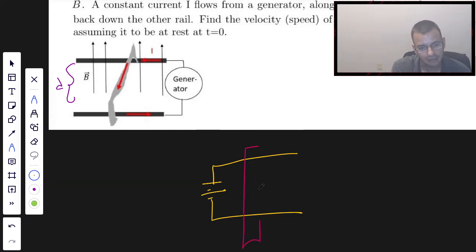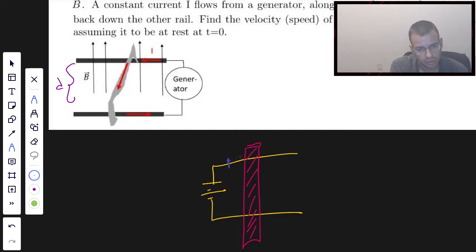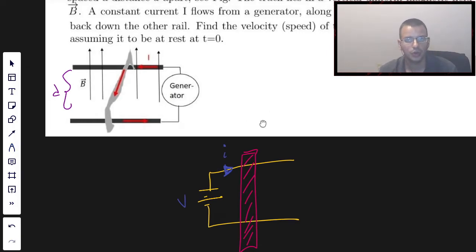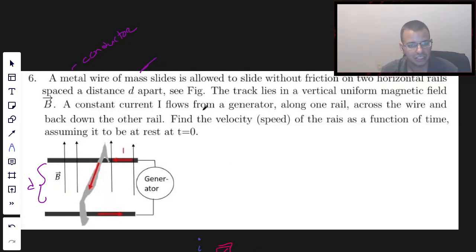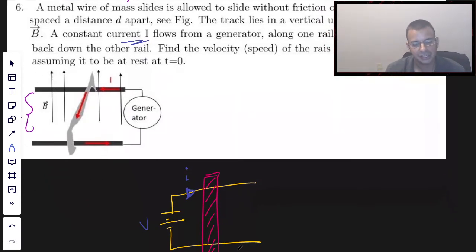Alright, so then we're going to have a rail like this. So this is our rail, and we're going to have a current going through, I'm going to say this way. And this is going to be some battery, but we don't really care about the voltage because we're told we don't have a constant voltage, we have a constant current, which is convenient. And therefore, there's going to be a force equals qV cross B.